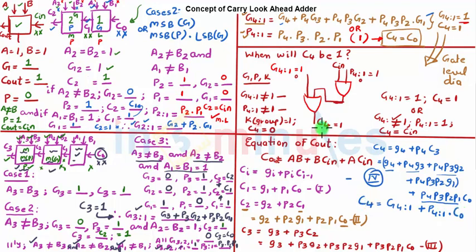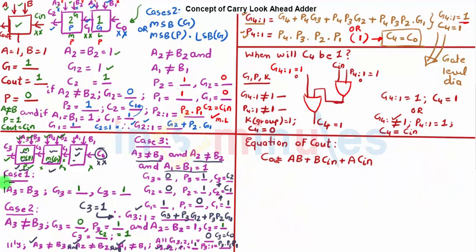Exactly the same thing I have drawn here. So my C4 is equal to 1 if my G4:1 is 1, OR means an OR gate, and an AND gate which has input P4:1 and C0. In this case, Cin is equal to C0. This is the concept of carry lookahead adder. Now, if I tell you how to implement a 16-bit carry lookahead adder, it becomes a very simple block diagram from here on. Let's quickly do that.